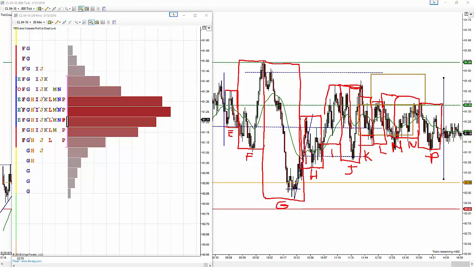Okay, I've got the Thursday 800 tick chart up here. This is, of course, the April contract. But what I did was I took the TPO right here, time price opportunity. So it's really a market profile.